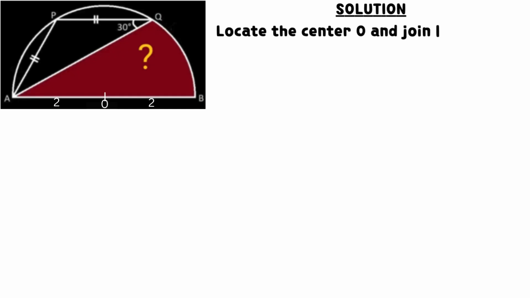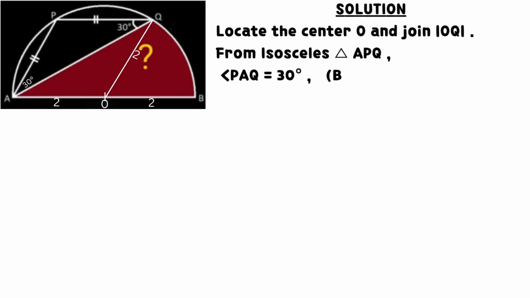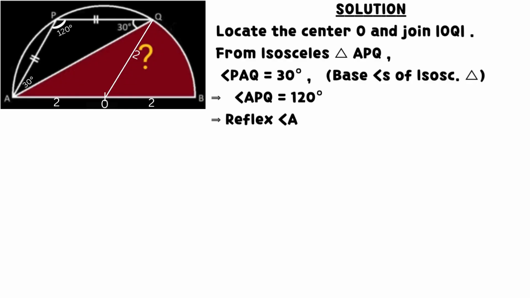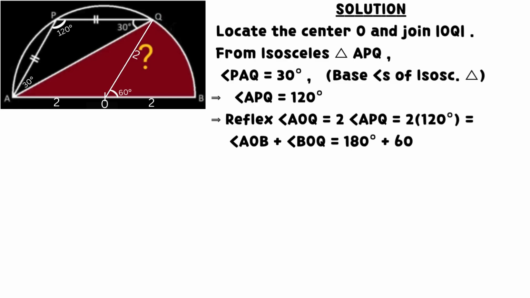Solution. Locate the center O and join line OQ. From isosceles triangle APQ, angle PQ equals 30 degrees. It is because base angles of isosceles triangle are equal. This implies that angle APQ equals 120 degrees.